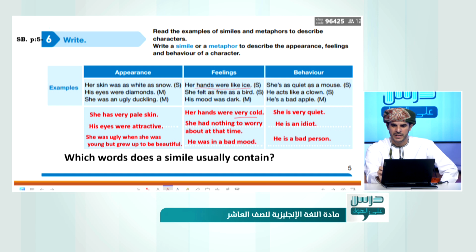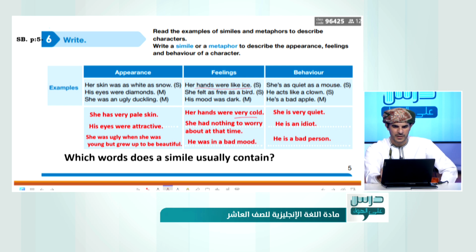She is as quiet as a mouse. We have taken it earlier, very quiet. So I believe that some of you will use it later on. As quiet as a mouse. He acts like a clown. He is an idiot. Not clever, means. He is a bad apple. Bad apple, like a bad person.